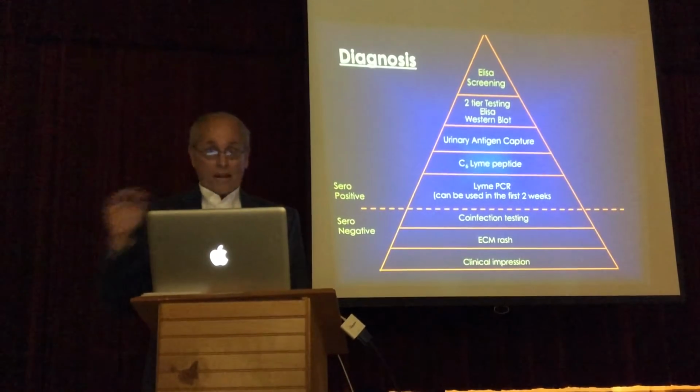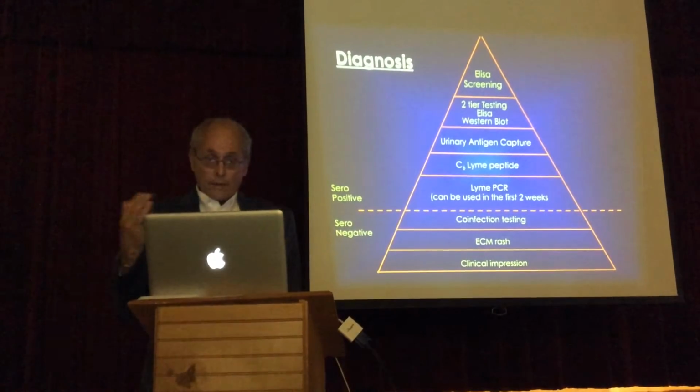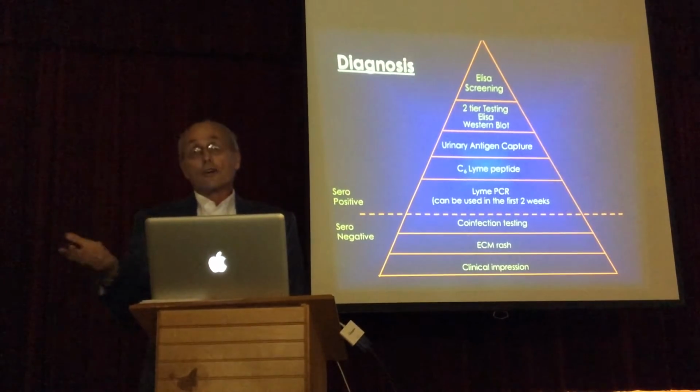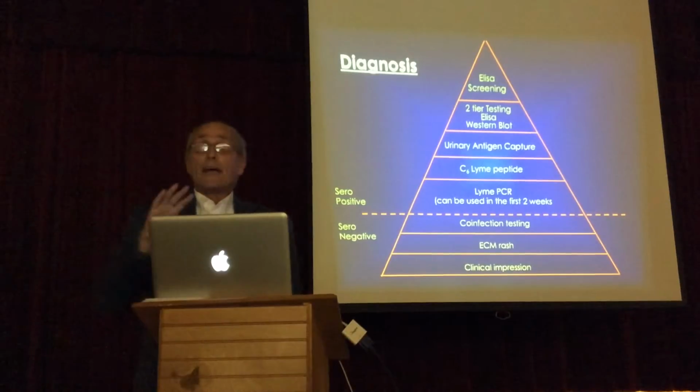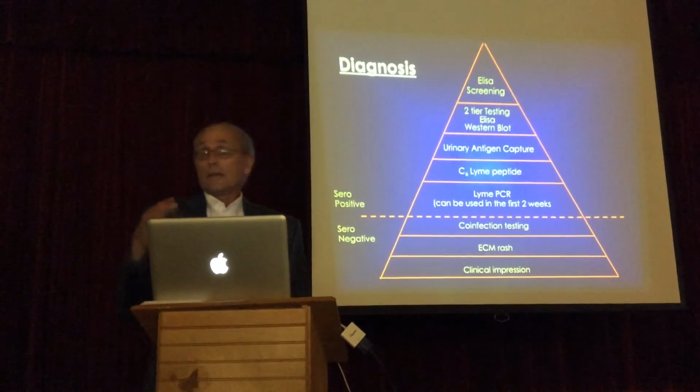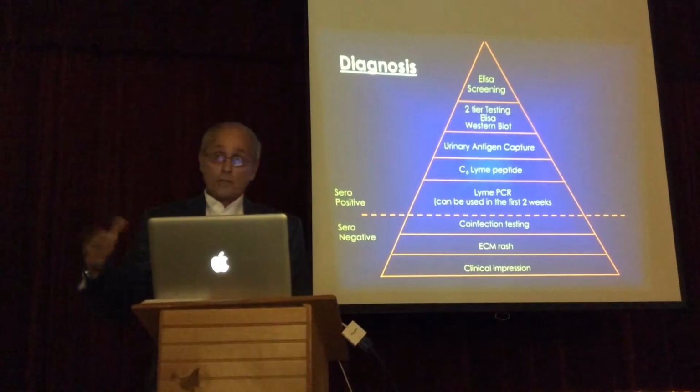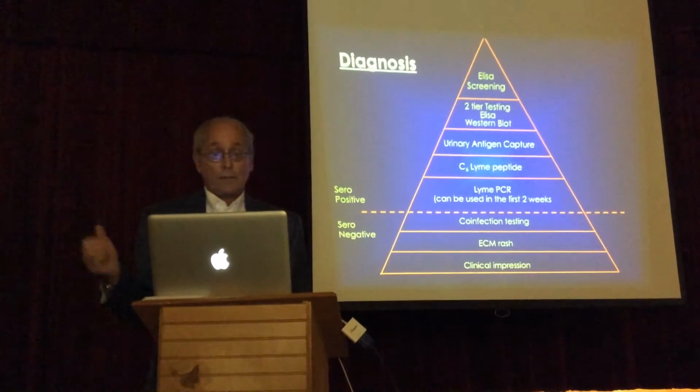I never do an ELISA reflex, because I want to see the Western blot. The Western blot is a more thorough look at all the antibodies that could be up. That can still be negative because the Lyme suppresses the immune system, and people who don't have a good immune system may not make the antibodies.